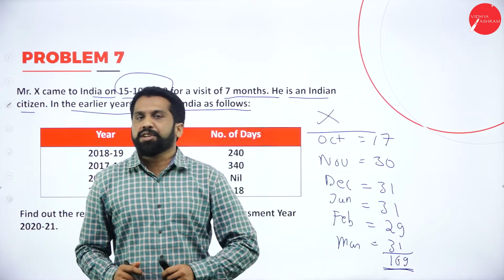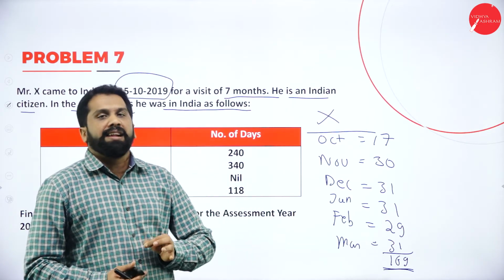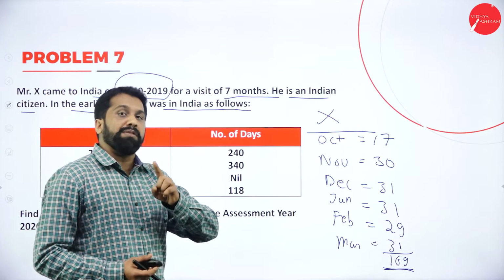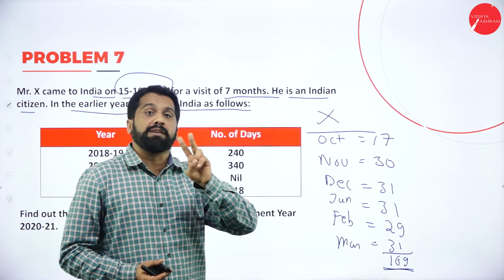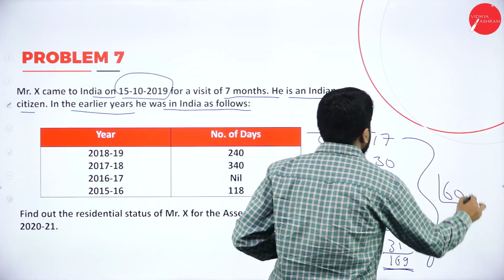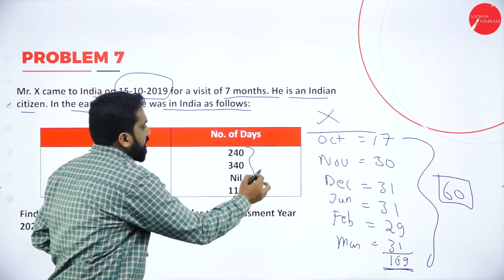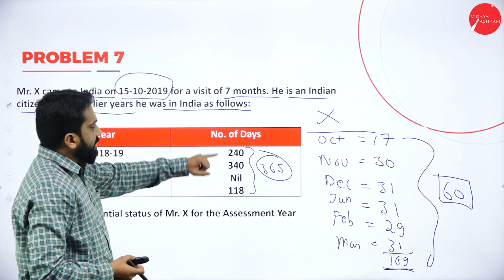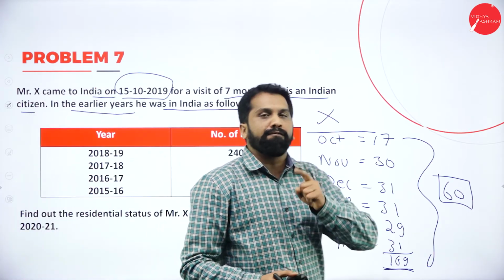What is the basic condition? The basic condition is he must be there in India for 182 days. But was he there for 182? The answer is no. But we'll go for the second option. What is the second option? If you go for the second option, two things you have to fulfill. One is he must be there in India for 60 days in the previous year, and before the previous year, he must be there for 365 days. The answer is yes. Why? Because he was there in India for more than 600 days. So, the second condition is fulfilled.